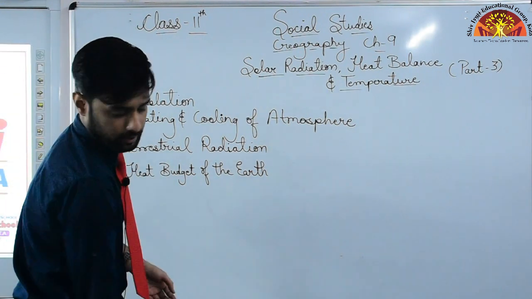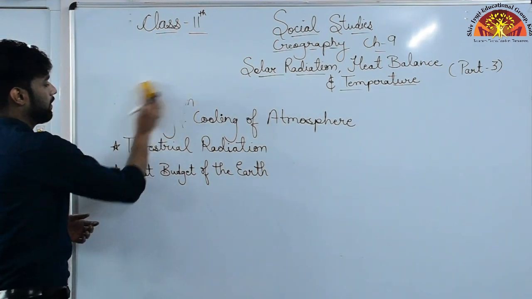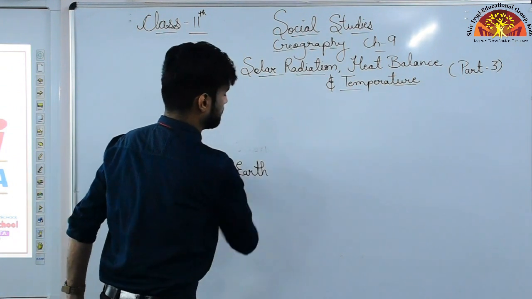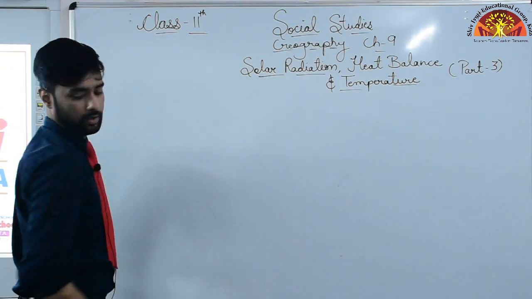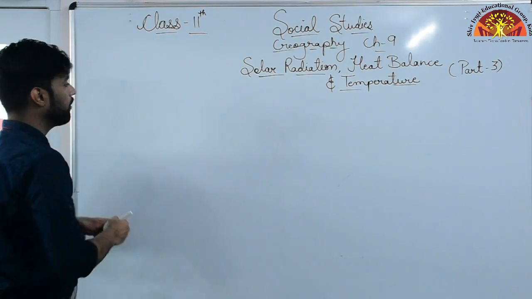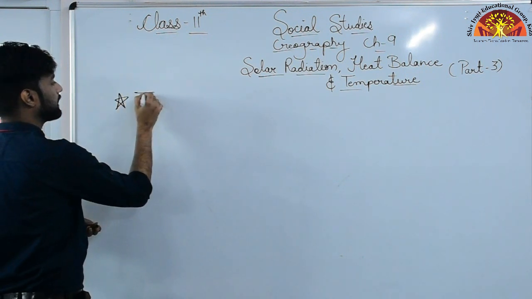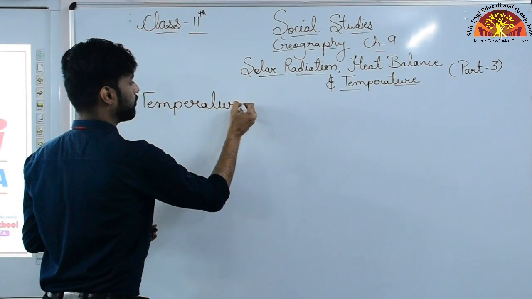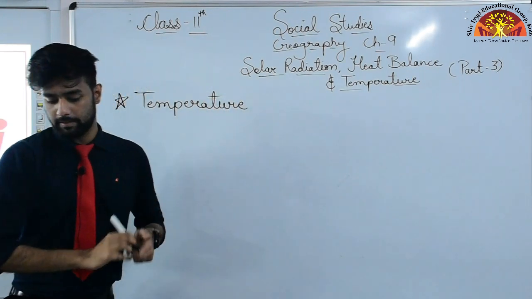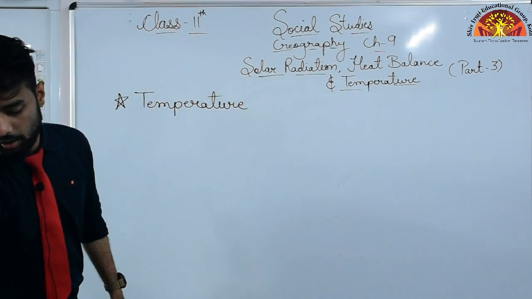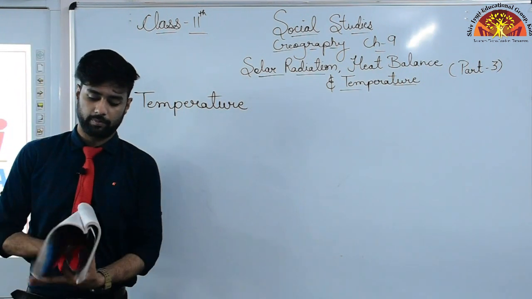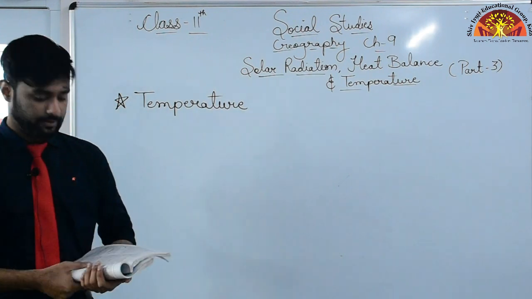So in this part 3 of the video of the chapter, we are moving on with our next topic, that is temperature, okay? We have covered solar radiation, we have covered heat balance, and now we are moving on with our next topic, that is temperature. So please open your book on page number 78. On page number 78 you will find your paragraph temperature. So please open your book, have your pencil ready, and let us start reading.